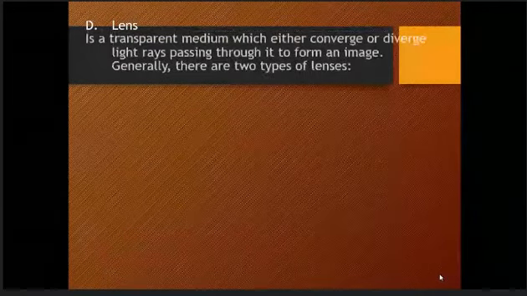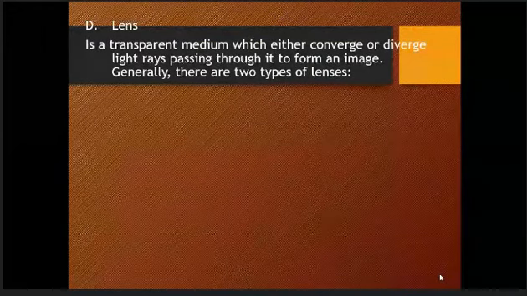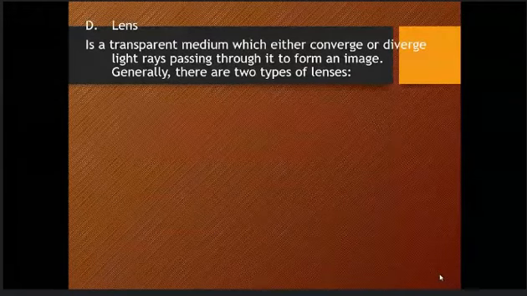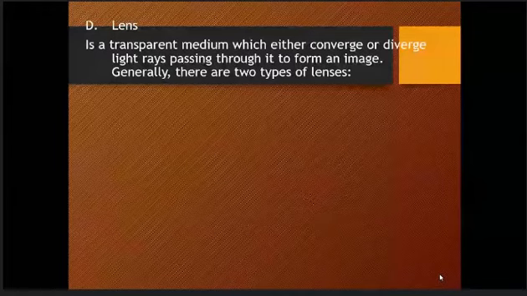Now, so let's move now to lens. What is lens? The term lens refers to the transparent medium, either converges or diverges light rays passing through it to form an image.